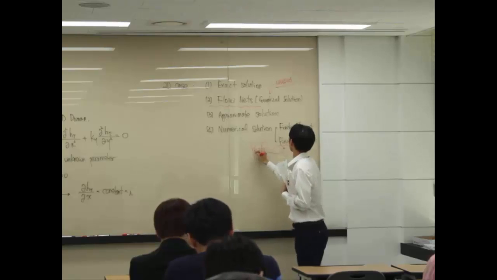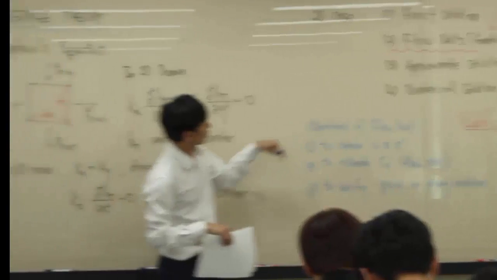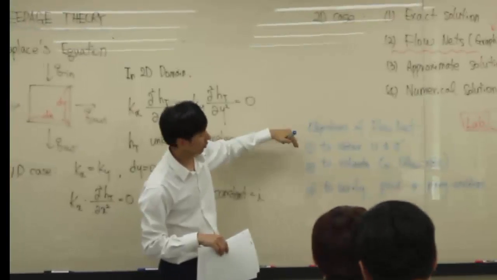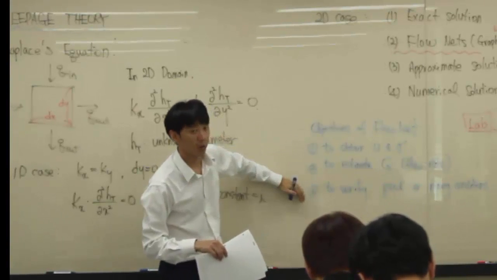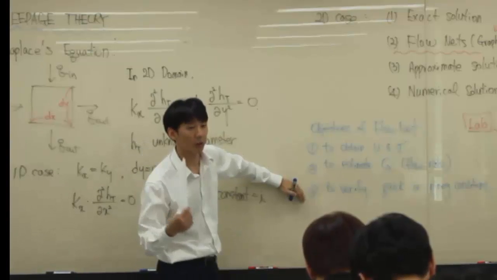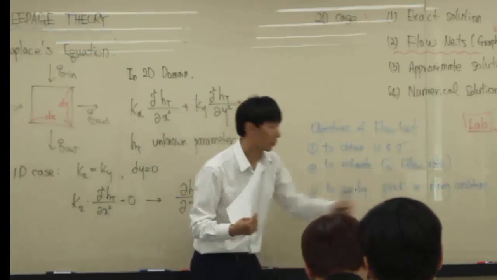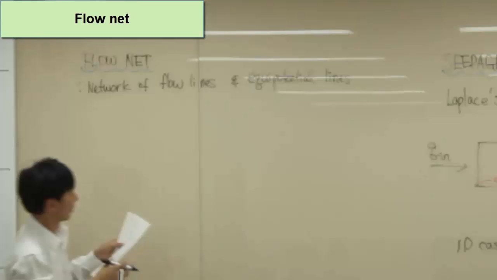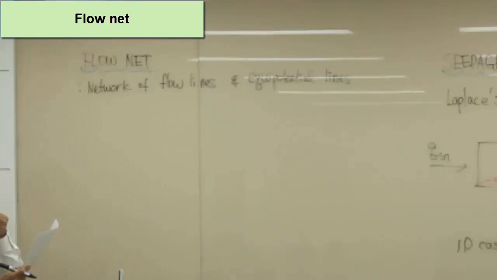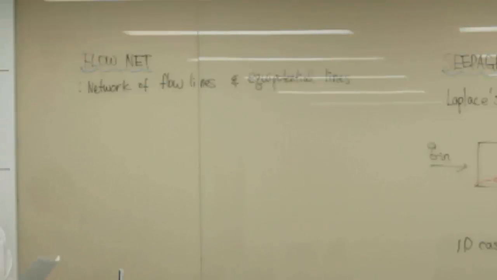To get the flow rate and to check whether the condition is safe against quick or fast condition. These are the three main objectives of the flow analysis. The method of flow lines and equipotential lines is called flow net.